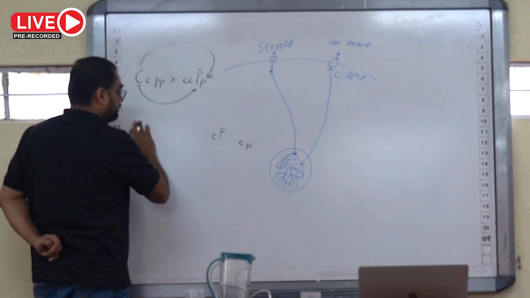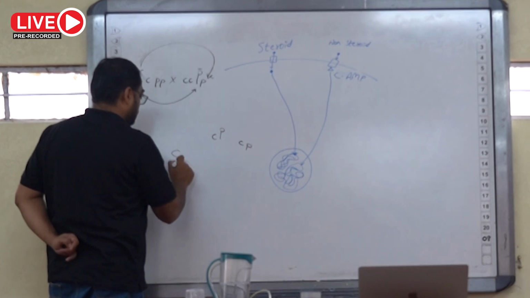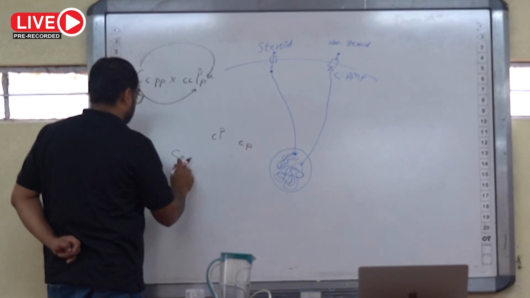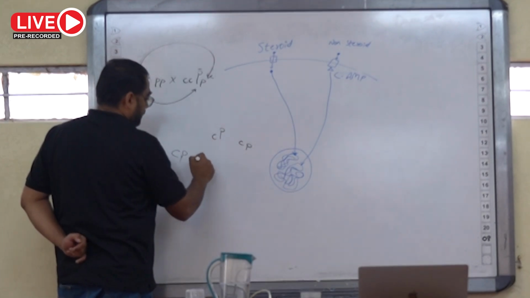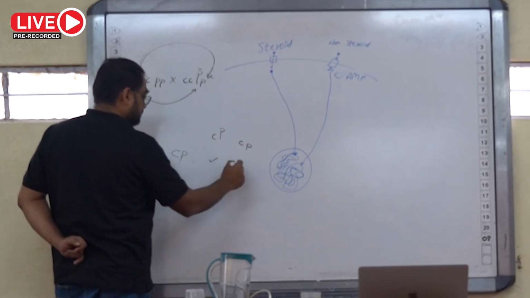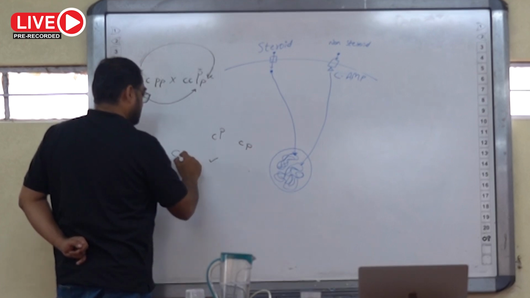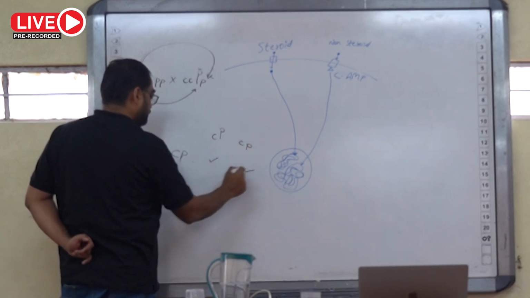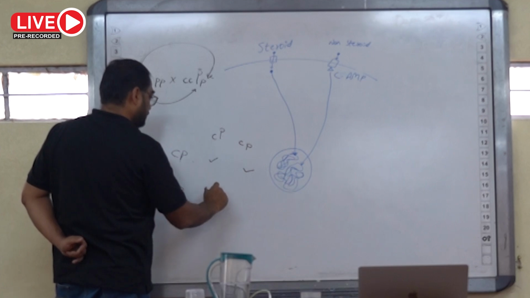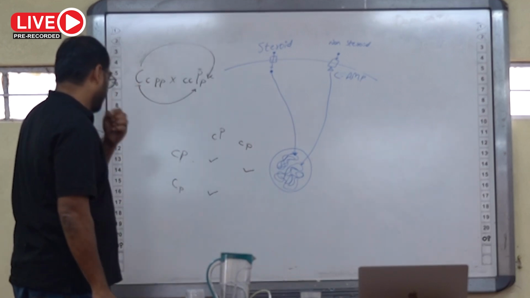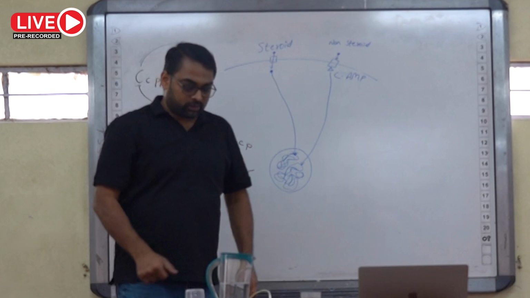So this will give us capital C, capital P. This will give us capital C, capital P. This will give us, right? Let's do a proper cross.